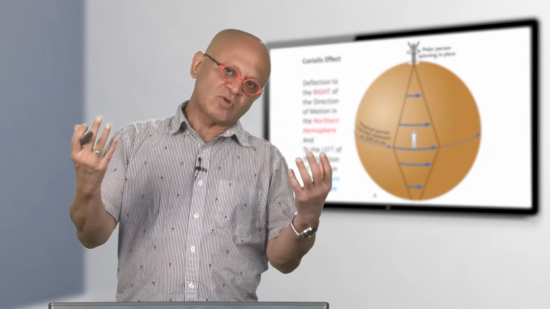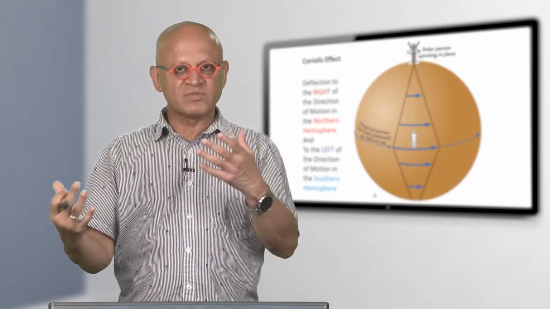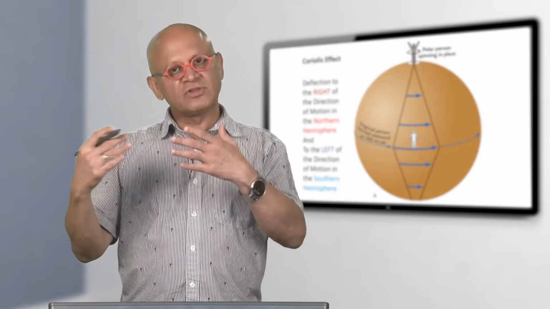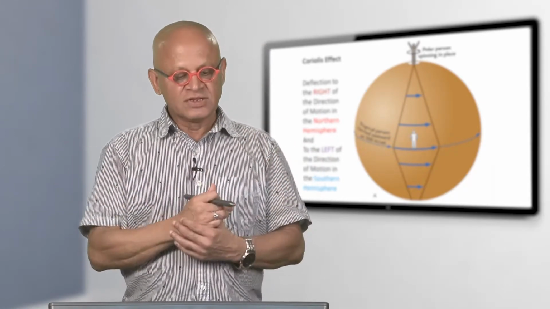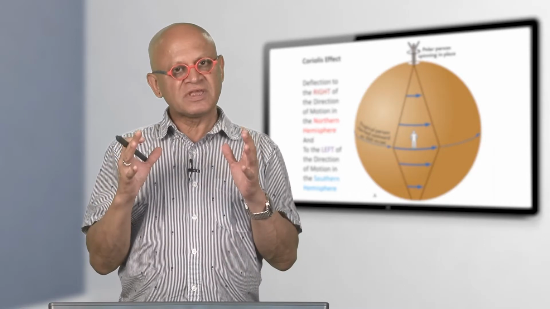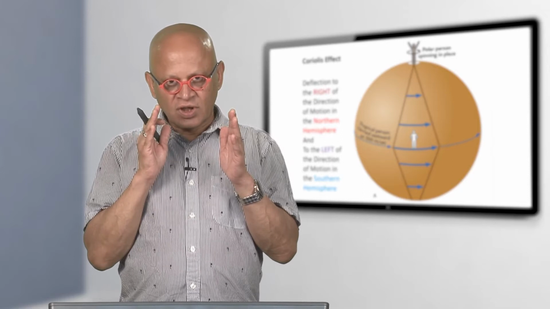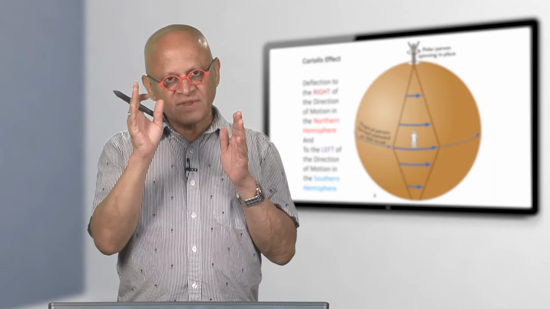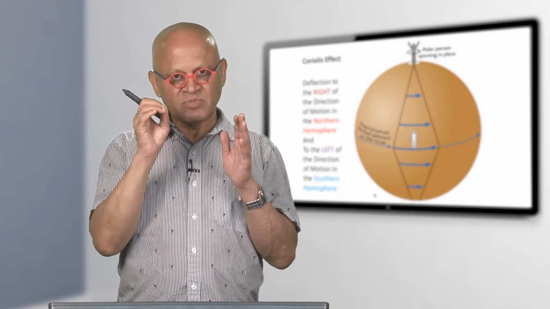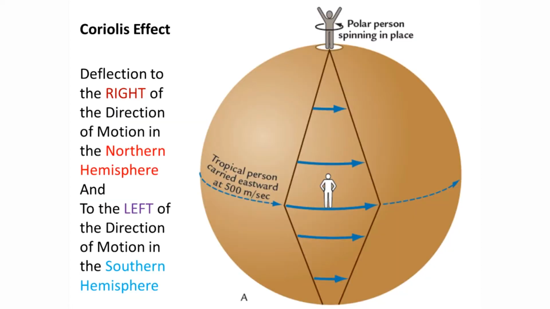There are details about why we call it an effect and not force, but do not worry about it because we also use it interchangeably. So, the main thing to remember here is that if you are in the northern hemisphere, you are deflected to the right of the direction of motion. That is important to remember, to the right of the direction of motion, which means if you are going northward, you will be pushed to the east. If you are going from north to south, you will be pushed to the west.